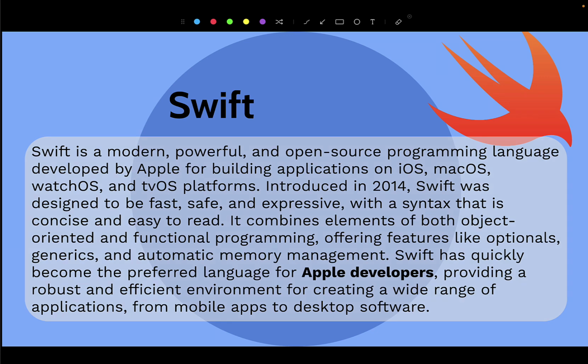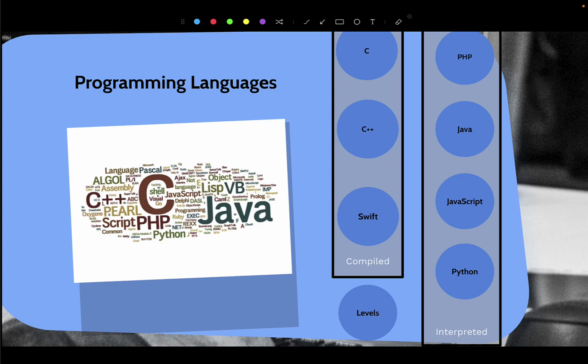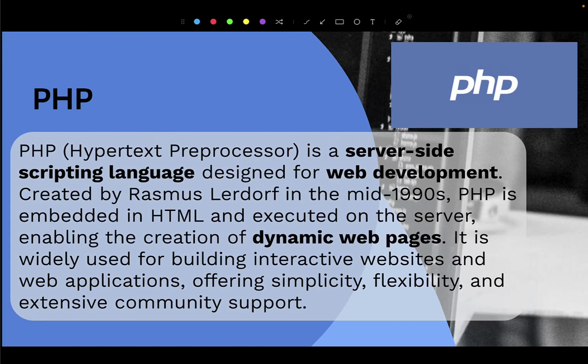And then we have another programming language that's referred to as Swift. So this is mostly what Apple adopted as the programming language for their particular devices. Now let's take a look at some of the programming languages that are interpreted. So we have PHP, short for Hypertext Preprocessor. And this basically serves as a server-side scripting language designed for web development. So the whole idea behind this is to create a more dynamic web page.